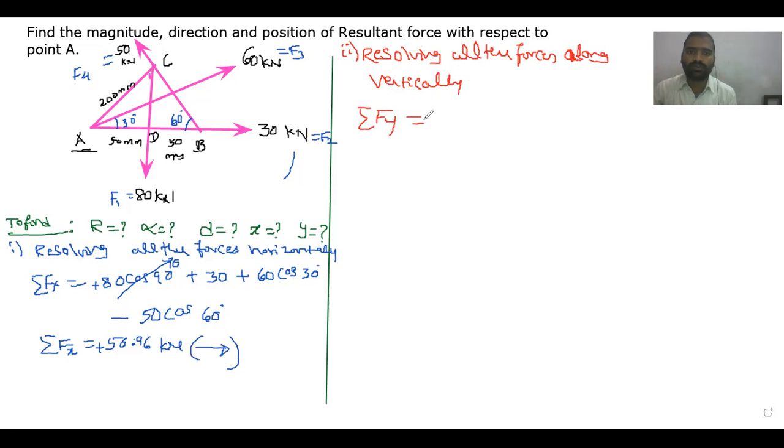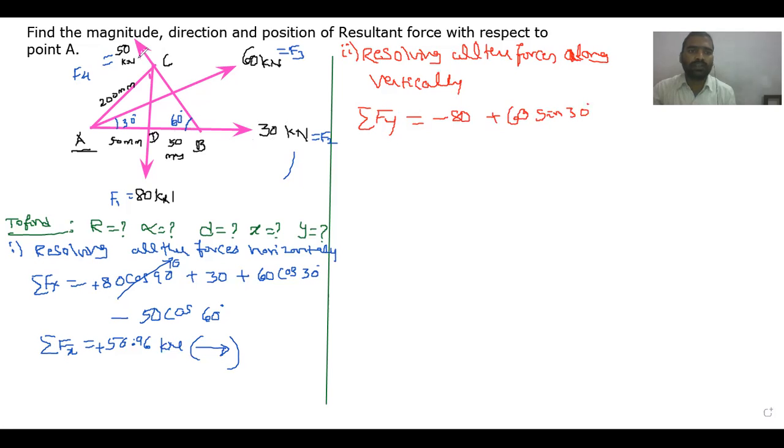What is sigma Fy equal to? The F1 force is purely in the vertical direction, hence it is downward, so minus 80. Next, this 30 kilonewton is purely horizontal, so it will not produce any vertical force, hence I will not take this one. Again, this is 60 kilonewton, making an angle of 30 degrees with respect to the horizontal. Then it is moving in the upward direction, so it is positive 60, and theta is 30 degrees, that is sine 30.